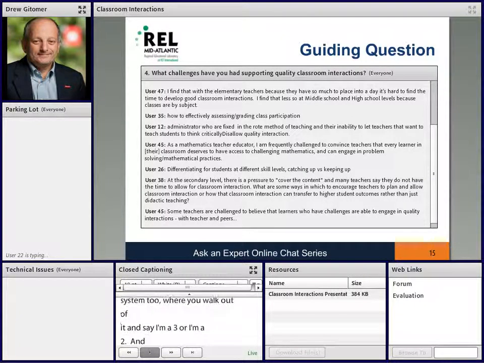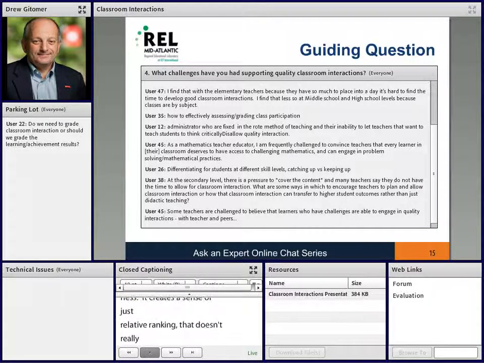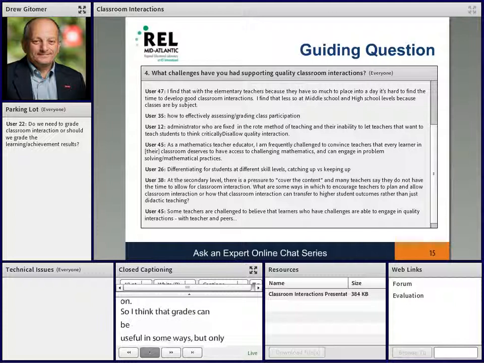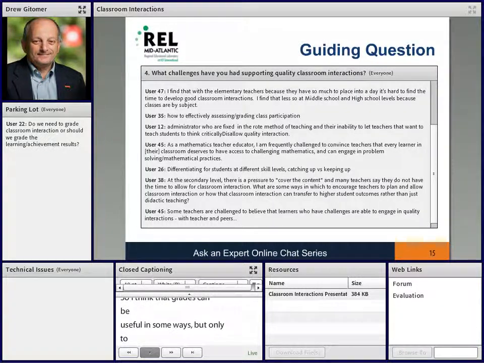And by the same token with kids, if we just give them a number and there's no understanding of what that number represents or what to do about it, it creates a sense of powerlessness. It creates a sense of just relative ranking that doesn't really give any insight into what's going on. So I think that grades can be useful in some ways, but only to the extent that there's an understanding of what it represents and what to do about it.